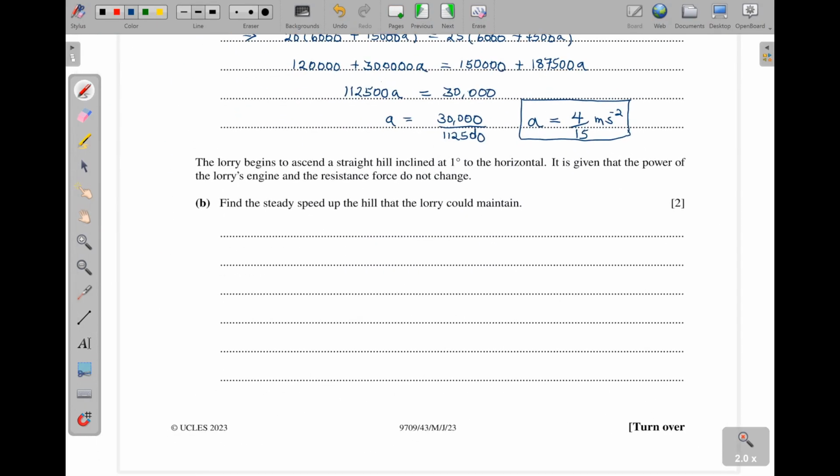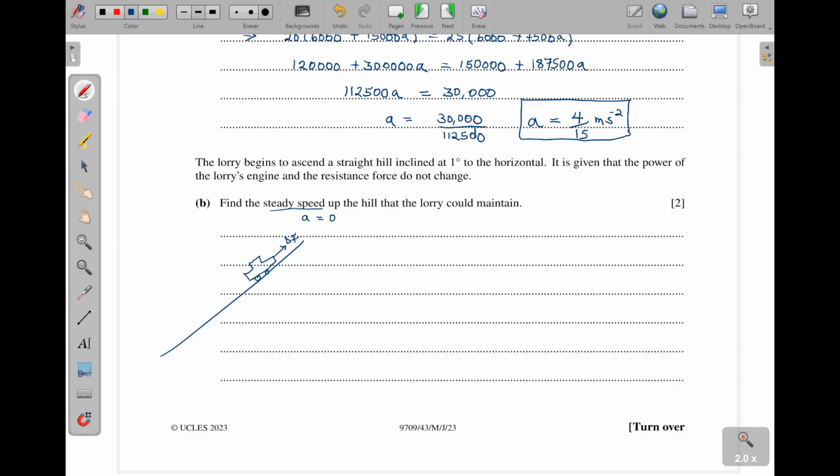Then down here we have the lorry begins to ascend a straight hill inclined at 1 degree to the horizontal. It is given that the power of the lorry's engine and the resistance do not change. Find the steady speed up the hill that the lorry could maintain. Now for the steady speed, acceleration has to be equal to 0. Now I have my sketch here. This lorry is now moving upwards, ascending this hill, so the driving force is there.